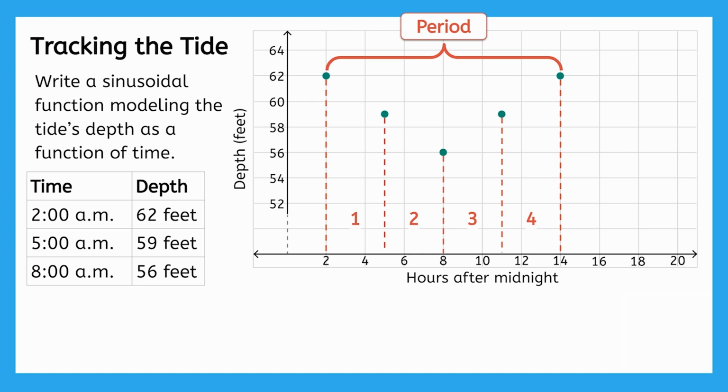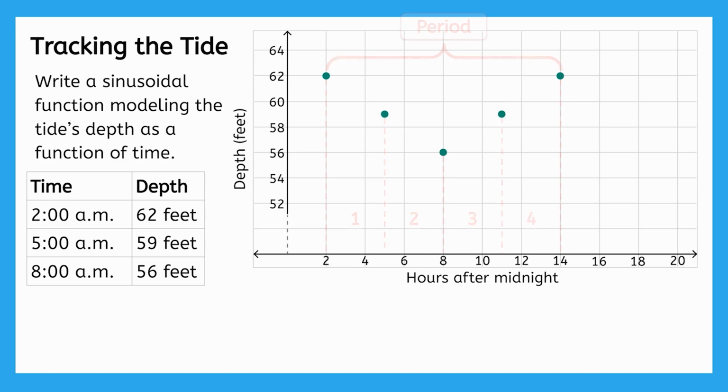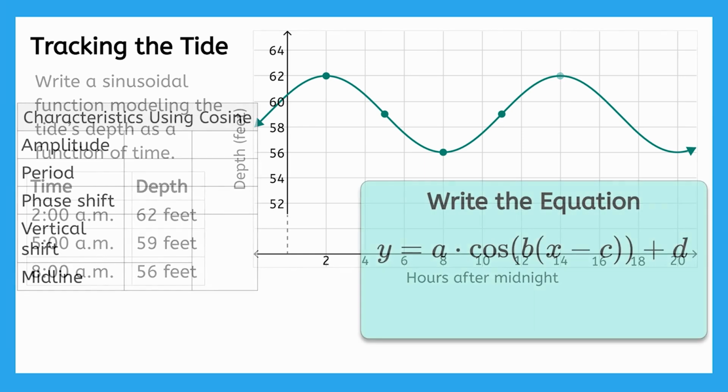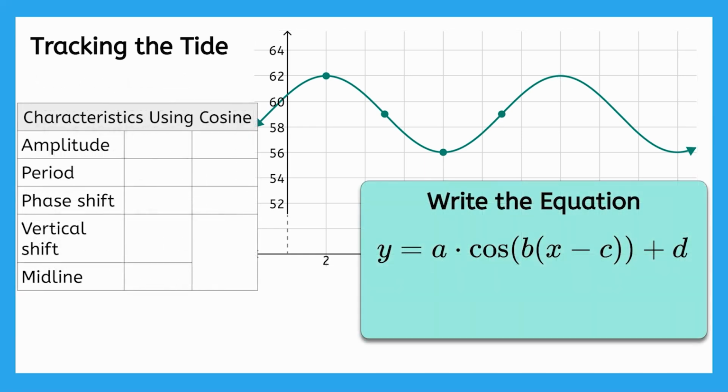Connecting our 5 key points with a smooth curve and continuing the pattern gives us a tide graph that looks like this. Now let's try writing 2 equations for this function. Let's start with a cosine function first. The function's amplitude, or height above the midline, was 3 feet, so a equals 3. The period was 12, since that's how long it takes to complete one full high tide, low tide cycle.